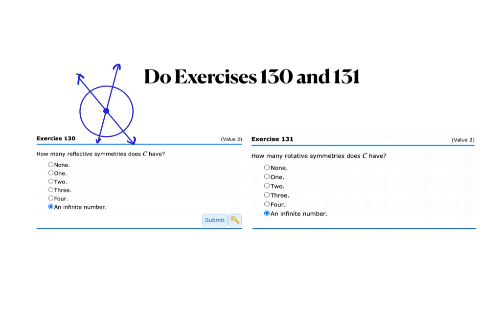So, how many reflective symmetries does my circle C have? It has an infinite number. You can see I can draw any line in the plane that goes through the center, and my circle would be a fixed figure under that line reflection. There are infinitely many. How many rotational symmetries does C have? An infinite number. Anytime I choose my center point to be my center of rotation, I can rotate that circle clockwise or counterclockwise any number of degrees, and it's a fixed figure.